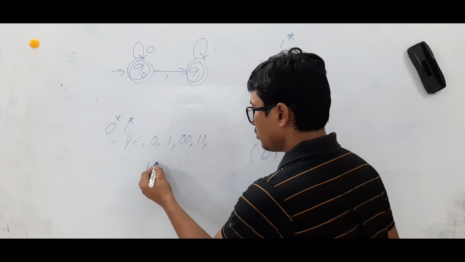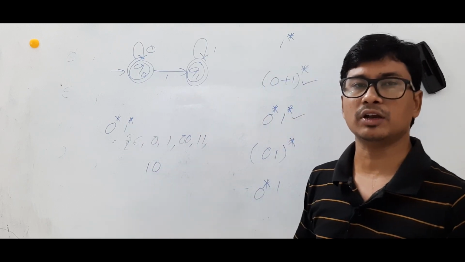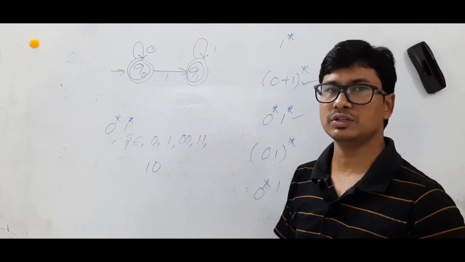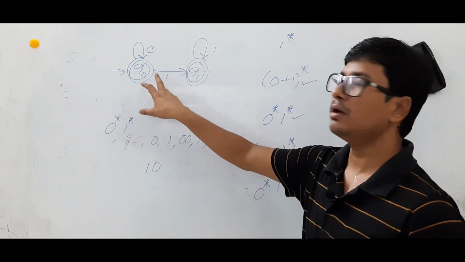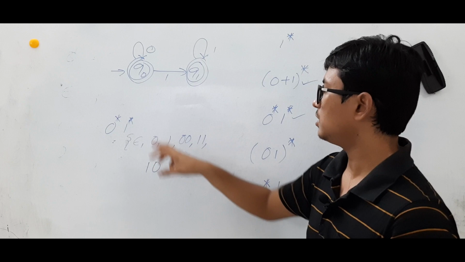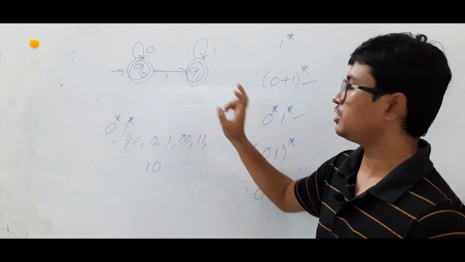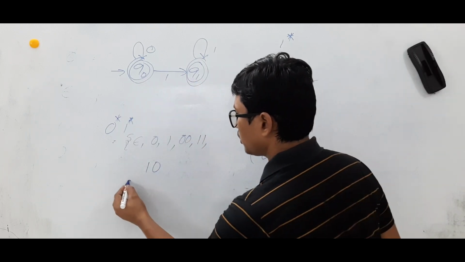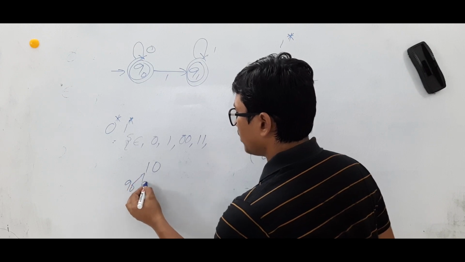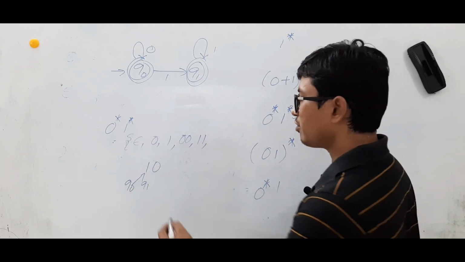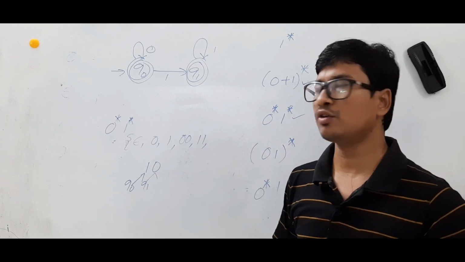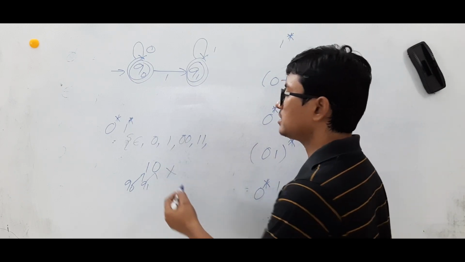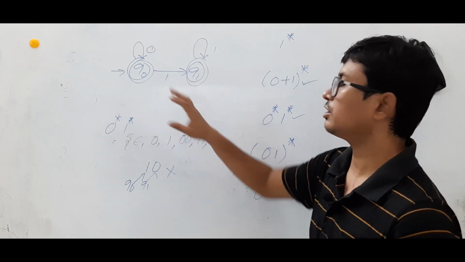Now you see whether 1 0 will be accepted or not. Whether 1 0 belongs to this language? No, it does not belong to this language. So I can say that my finite automaton should not accept it. Q naught on 1 I am reaching the state called q1. From q1 on 0 there is no move, so it goes to a dead configuration. So I can say that the string is not accepted by the finite automaton.